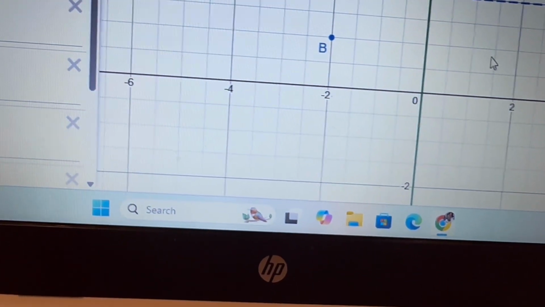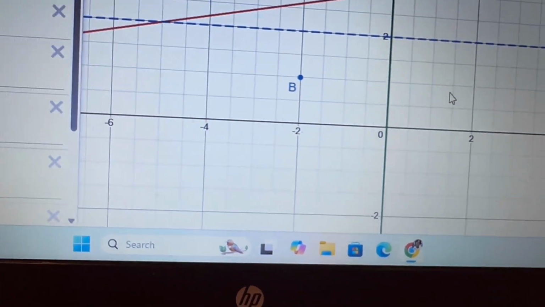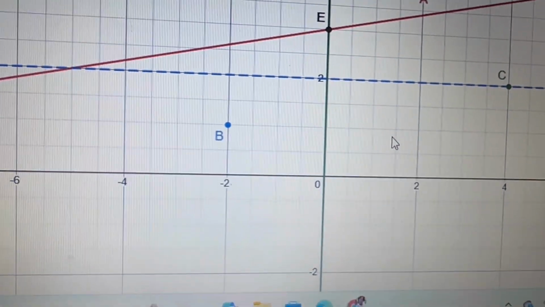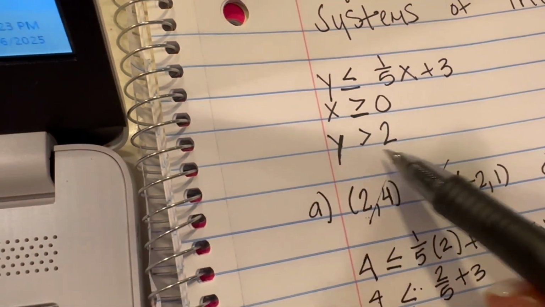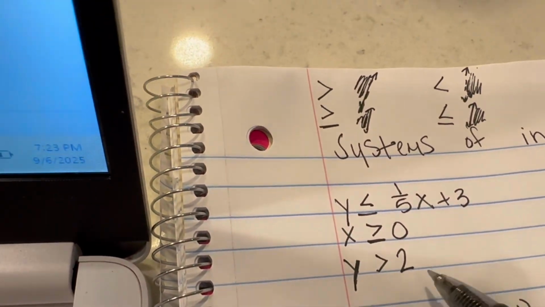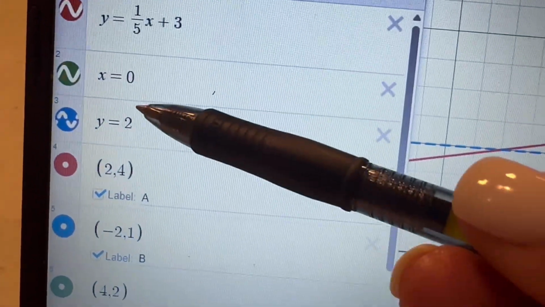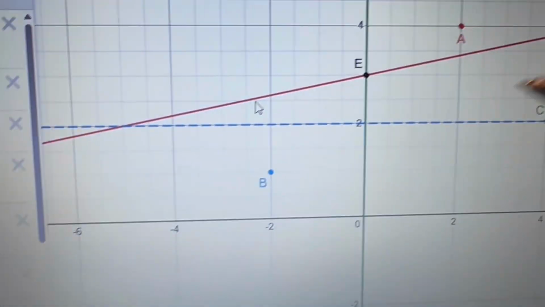Make sure you show your work. We're going to graph it here in a minute in our notebook. All right, let's try the third one. Which points are greater than the third line? Greater than 2. Our third one is blue, right? This blue dashed line. So we'll get our blue line.